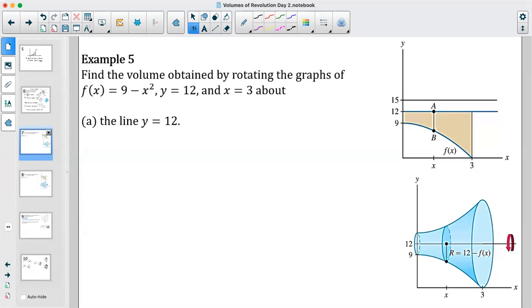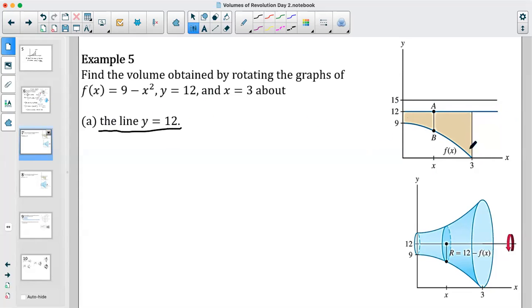So this next example is kind of 2 parts. They give us a picture here, which is convenient. We don't have to worry too much about finding limits. This is more about the concepts here. In the last one we saw, we rotated around the line y equals -3. Now we're rotating it around a positive line, which is y equals 12.